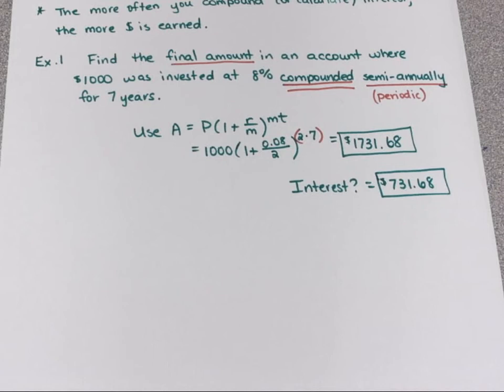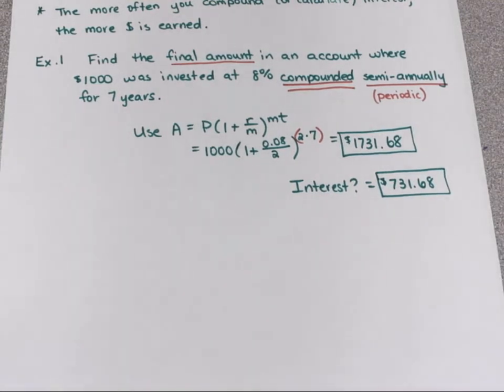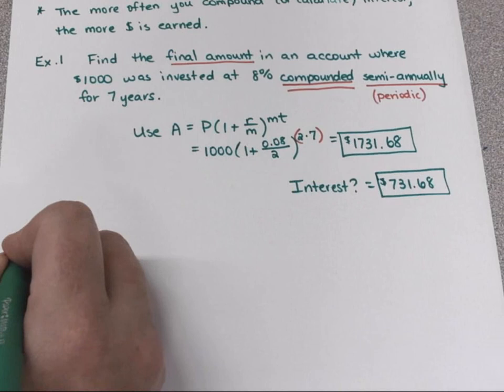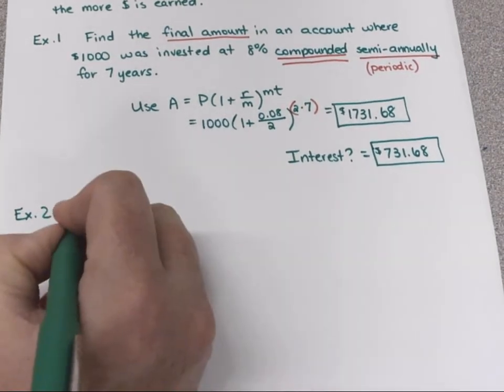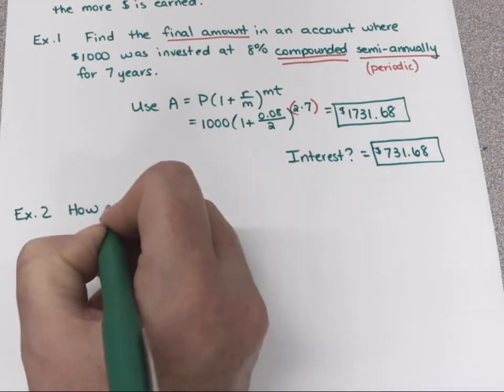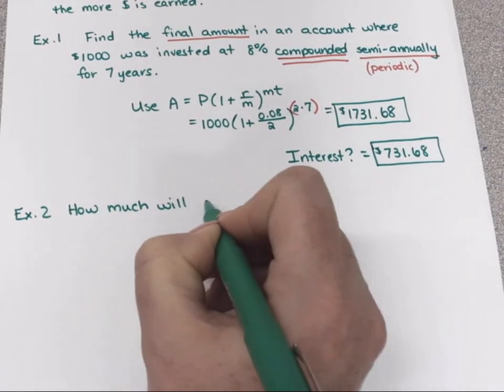So notice, the more frequently, and notice 7 years is longer than some of our other examples, right? So we actually were able to earn quite a bit of interest. Compared to our original investment, that's a pretty good quantity of interest. Okay. All right, so let's try another one. This will probably be the last one, and then we'll pick back up with this next class.